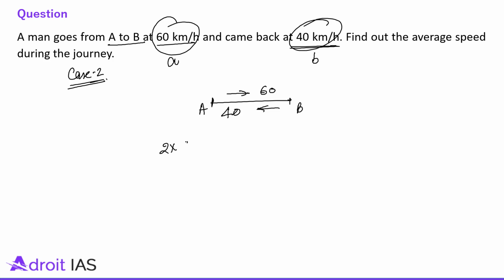So 2AB upon A plus B. A plus B, 60 plus 40 is 100. The zeros cancel, so 6 into 4 into 2. 6 into 4 is 24, 24 into 2 is 48. So 48 km per hour. This is the average speed for the entire journey. Everybody okay? Simple question. Alright, now let's move to another one.